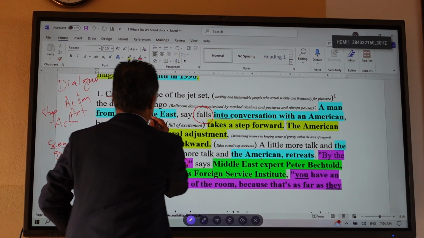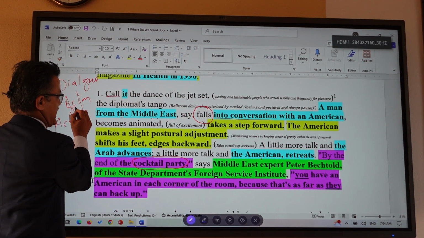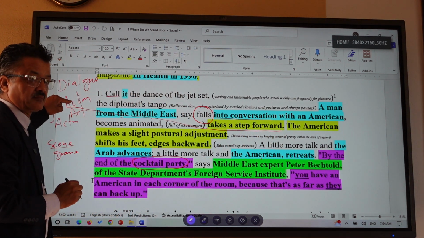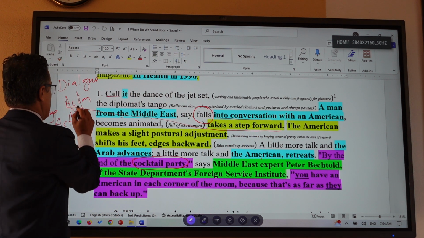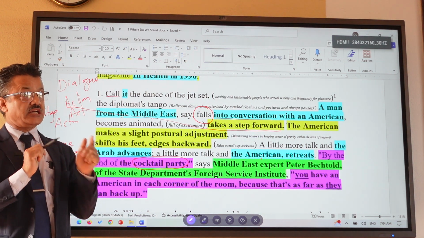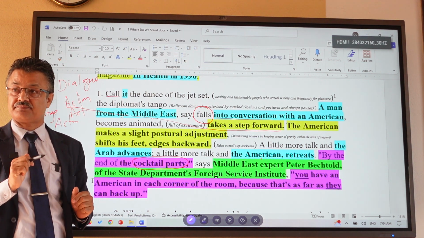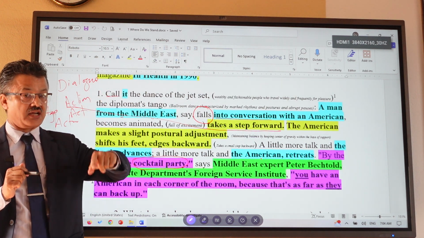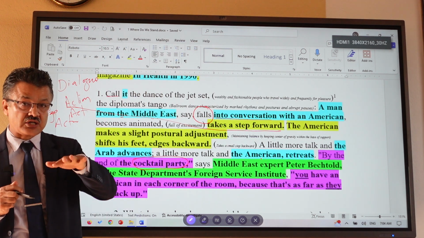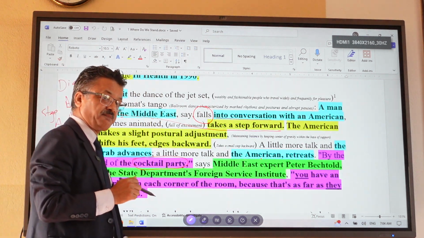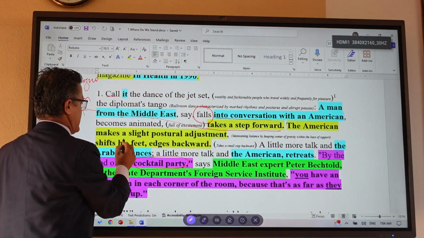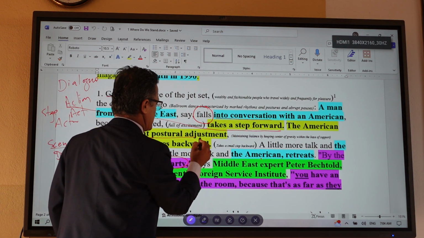Now this is what this man does. Look here, what does he do? See the action now. Takes a step forward, action. Now every action is a reaction. In drama, when the hero does something, the villain does the opposite. When the villain does something, the hero does the opposite. Action and reaction. Now this man takes a step forward to come close. Now look at the opposite reaction. The American makes a slight postural adjustment.